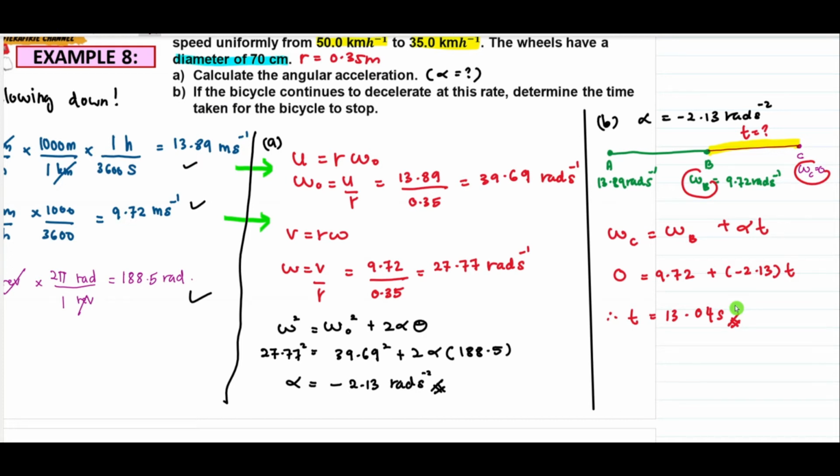Okay, that's mean the time taken for the wheel to move from B to C, daripada B dia keep on slowing. Okay, so sampai dekat point C dia berhenti. So berapa masa yang diambil kalau tayar itu still berpusing pada kadar yang sama, dia still decelerate at same rate, negative 2.13 radian per second squared. So masa yang diambil untuk berhenti daripada B ke C is 13.04 seconds. Okay, so finish example number 8. So let's proceed to example number 9.